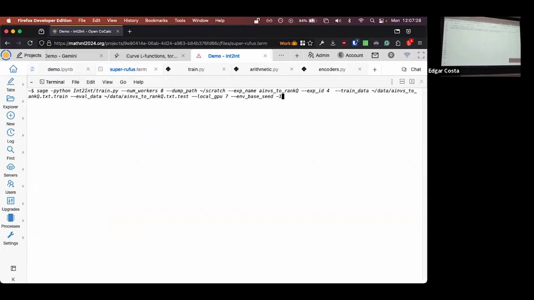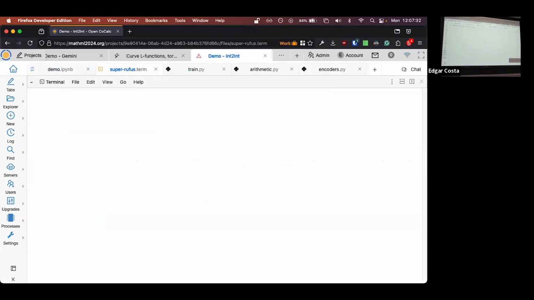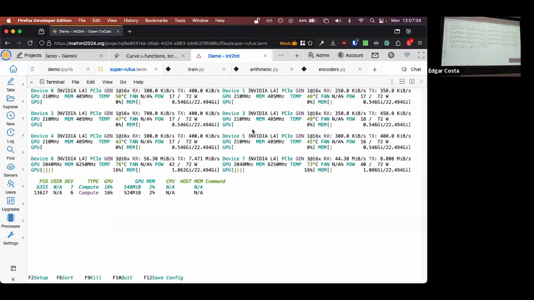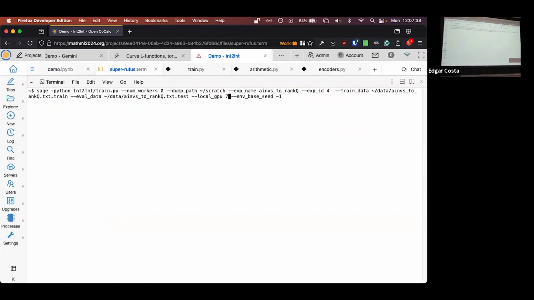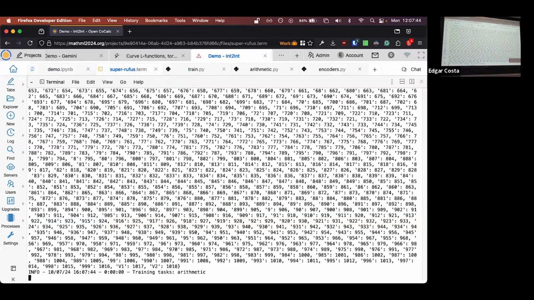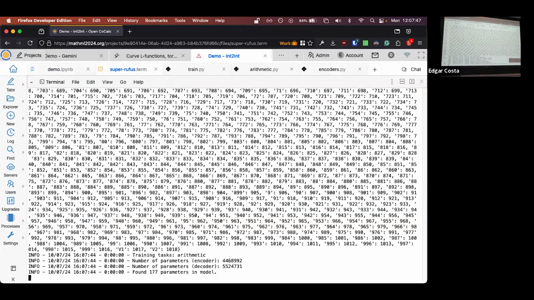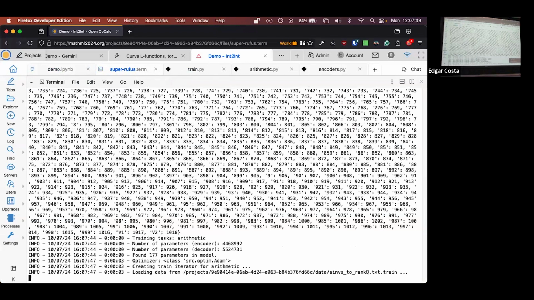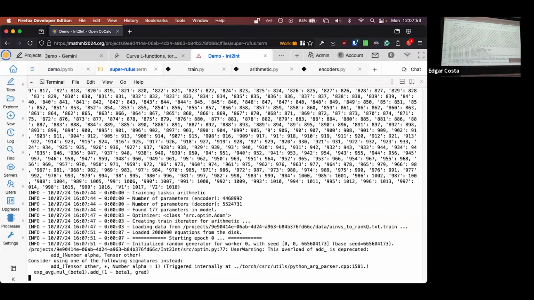Now I run this, and let me again do the NV top. Okay, 5 is empty, so I can do 5. And hopefully I did not mess up anything. And start running, and okay, it's going to take a while to load the data. Hopefully nothing fails. Fingers crossed.